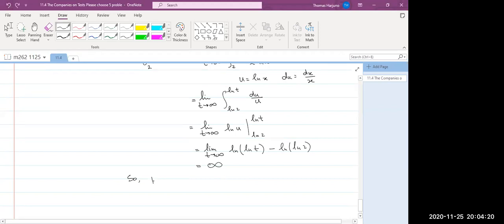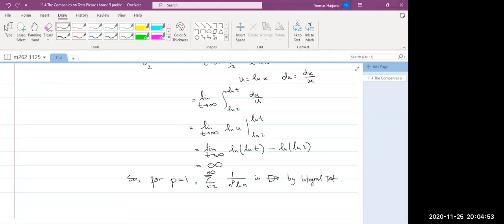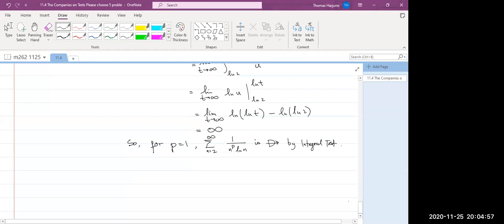For p equals 1, the series from 2 to infinity of 1 over n to the p natural log of n is divergent, but why? By the integral test. Now, I don't know what happens if p is less than 1. For p less than 1, what will happen? How will you do this?